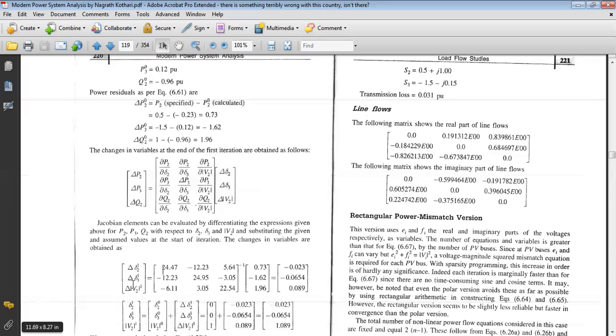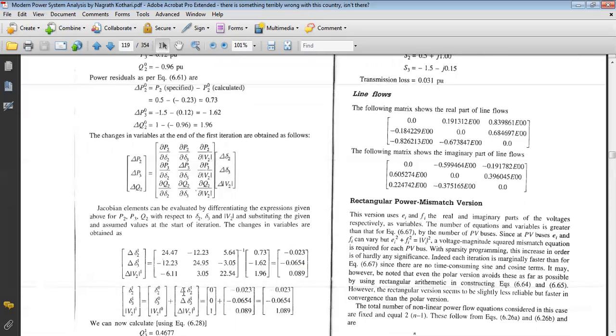This is the correction matrix. So we need to invert this matrix and multiply it with the power mismatch matrix. Then the result is the correction vector, or correction matrix. So we need to update the values: we add this value to the assumed value. This is the updating of the values.